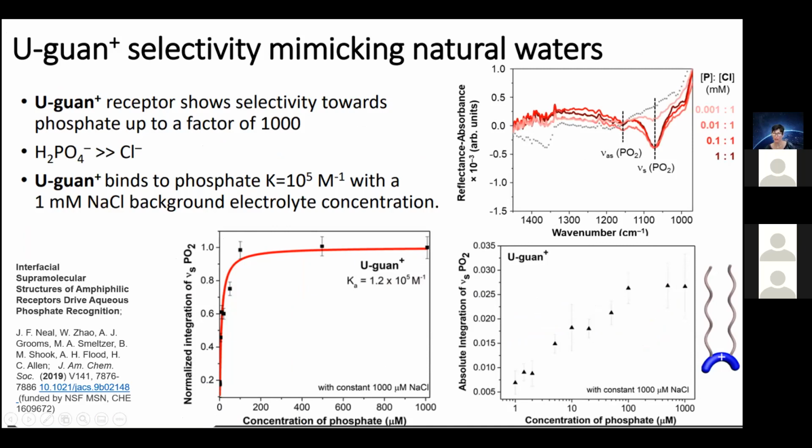This experiment on the bottom right is when we have a constant 1 millimolar sodium chloride background, again still showing selectivity of the phosphate, but a very different shape curve clearly here. But notice we've got a logarithmic scale on the bottom. So the euguan receptor shows selectivity towards phosphate up to about 1,000. The euguanidinium binds to the phosphate with this K of 10 to the 5 with a 1 millimolar sodium chloride background. So these are those final experiments on the top right, which show that selectivity of 1,000 is the cutoff point, 1,000 to 1.